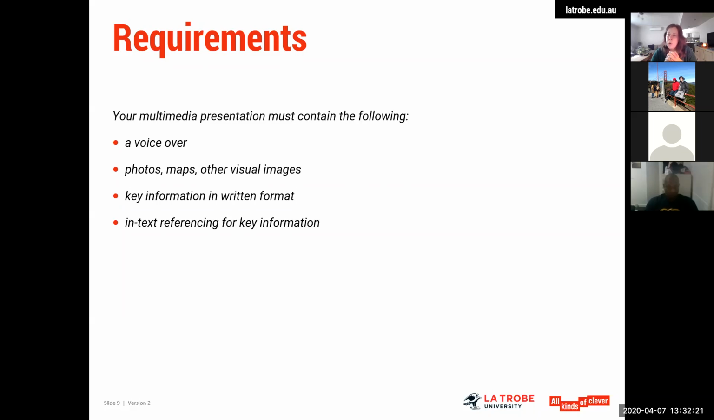You could use things like Google Maps or Google Street View, for example, to show the location of the organisation. But again, just make sure that you're referencing those appropriately. The other thing that you must include is the key information in written format on your slides in some way. That might be dot points, it might be diagrams, it might be just a few bullet points, or some quotes. It's up to you.